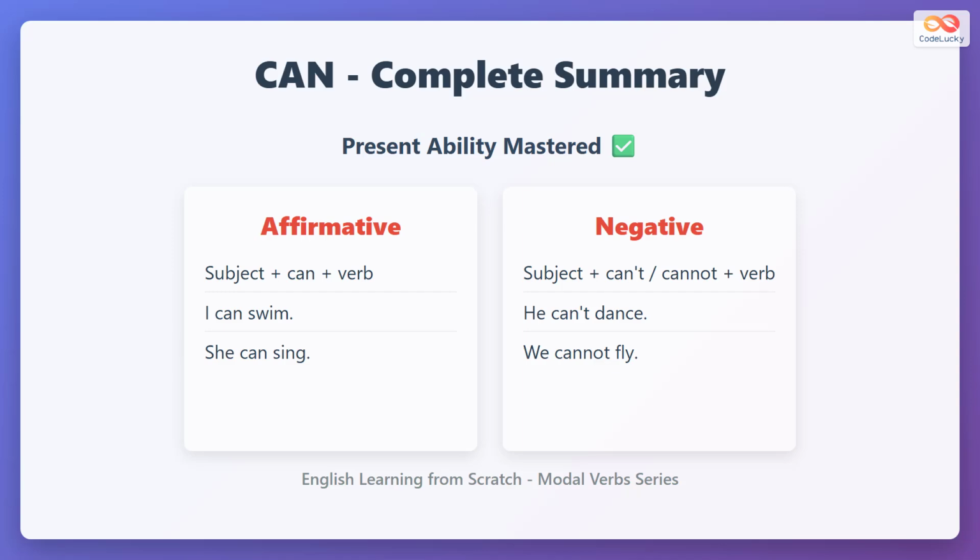Here is the complete summary. For affirmative sentences, use subject plus can plus main verb. I can swim. She can sing. For negative sentences, use subject plus cannot or can't plus main verb. He cannot dance. We cannot fly. Now you understand how to use can for present ability perfectly.